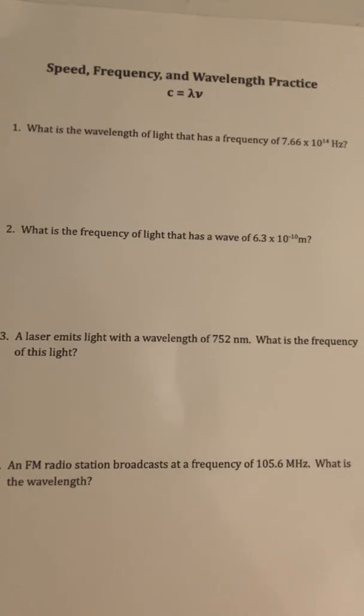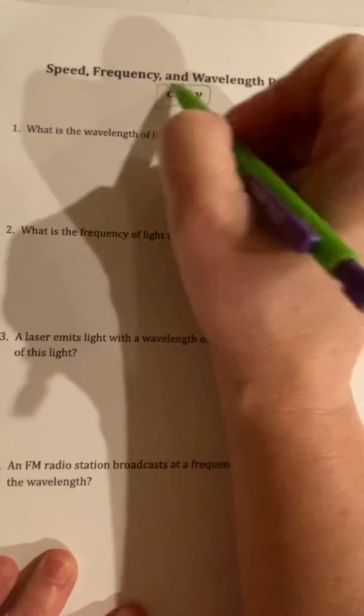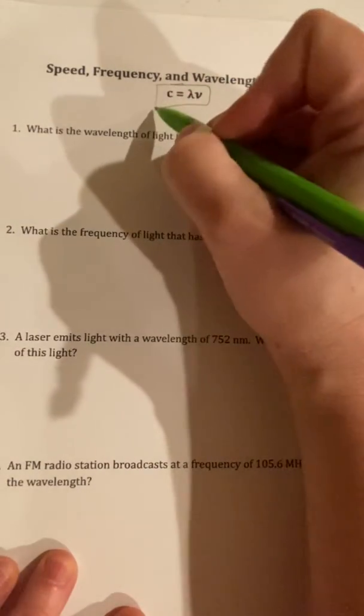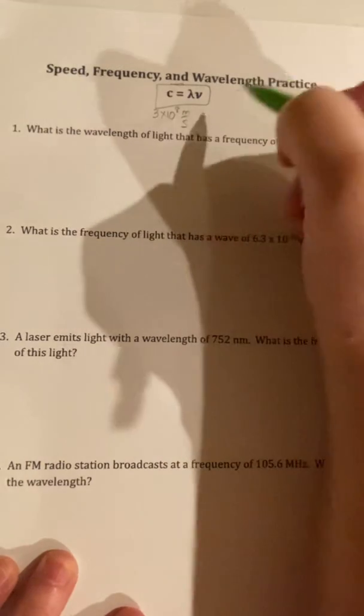Okay guys, so here's some practice on the atomic structure and electromagnetic radiation in Chapter 7, Section 1. The video that I had for you guys was over speed, frequency, and wavelength, and this was the formula that we used up here. Now remember, c is the speed of light. That's always going to be 3 times 10 to the 8th meters per second.